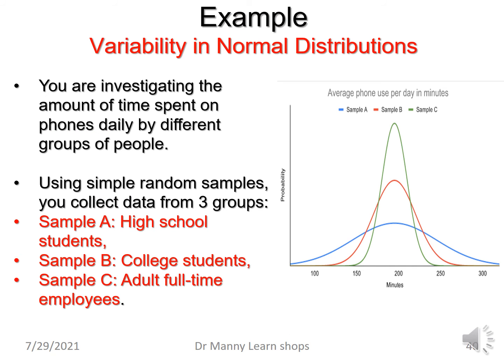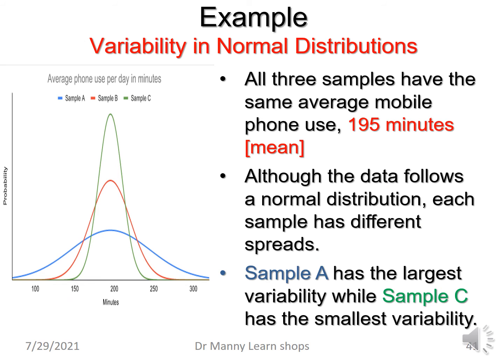So here's an example of variability in normal distributions. You're investigating the amount of time spent on phones daily by different groups of people. Using simple random samples, you collect data from three groups. Sample A, high school students, sample B, college students, sample C, adult full-time employees. When you look at all three samples, they have the same average mobile phone use, which is 195 minutes. Although the data follows a normal distribution, each sample has a different spread. Sample A has the widest spread, or largest variability. Sample C has the smallest spread, or smallest sample variability.